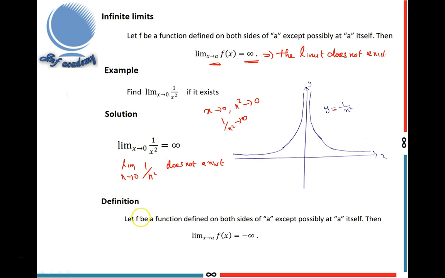Next, one definition. This is the arbitrarily negative infinite limit. That means the values of f of x can be made arbitrarily large negative by taking x sufficiently close to a but not equal to a. In that case, limit x tends to a of f of x equal to minus infinity.